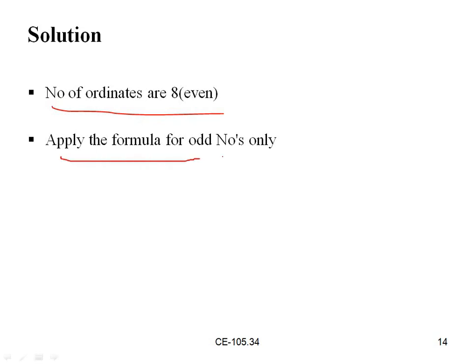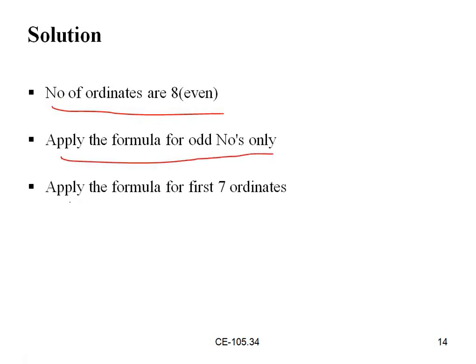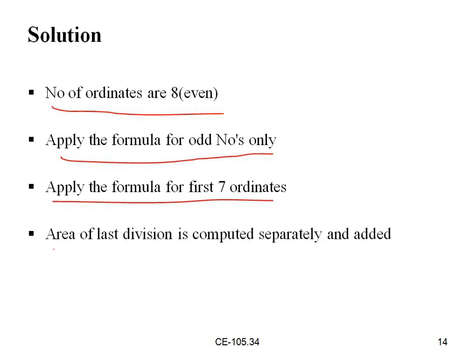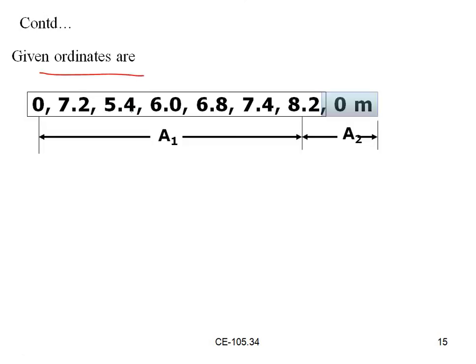Applying the formula for odd numbers only, that is, apply the formula for the first 7 ordinates. The area of the last division is computed separately and added. The given ordinates are 0, 7.2, 5.4, 6.0, 6.8, 7.4, 8.2 and 0 meters.